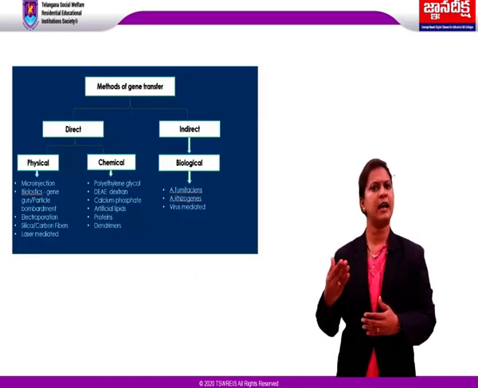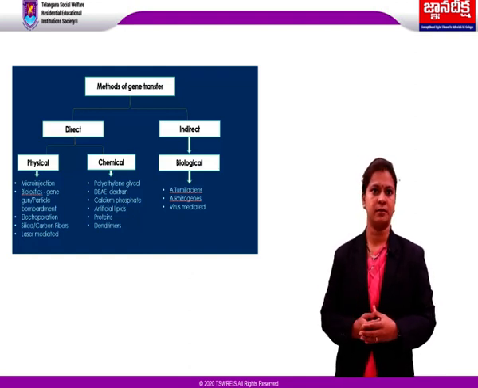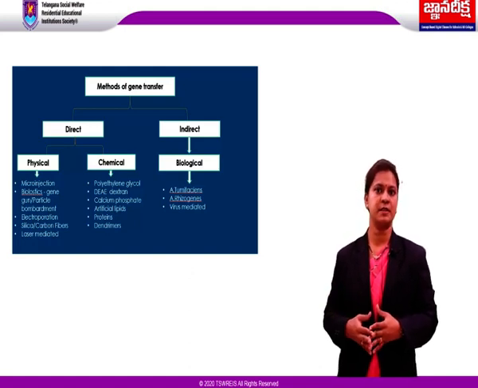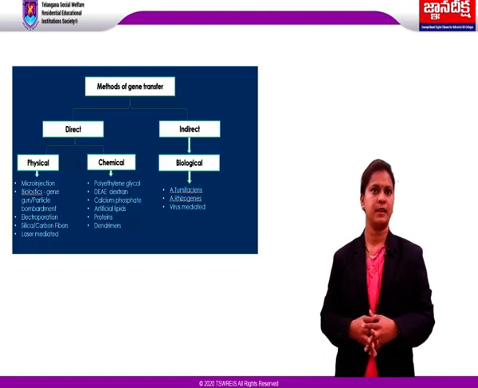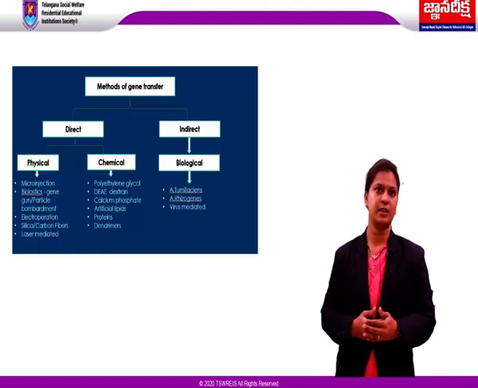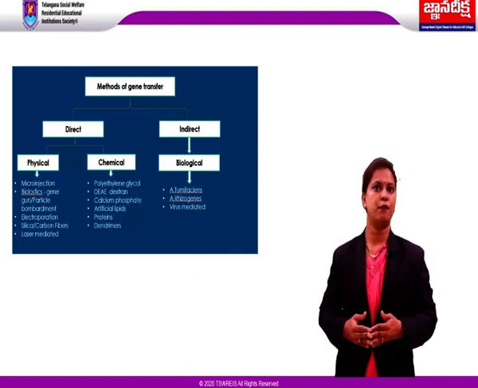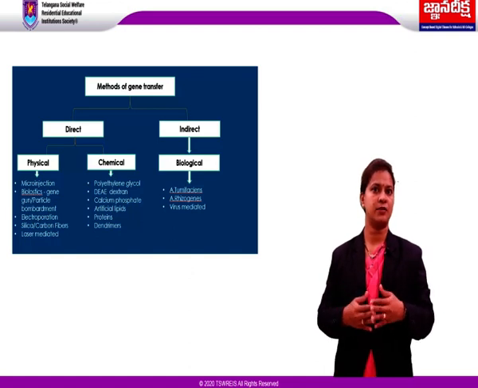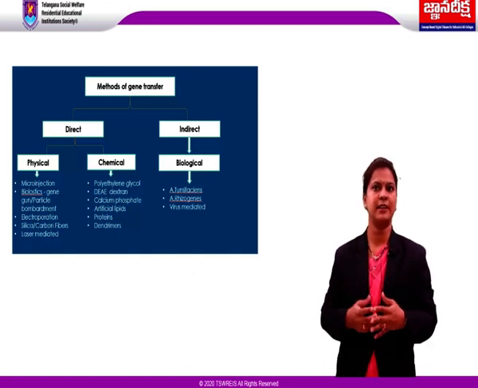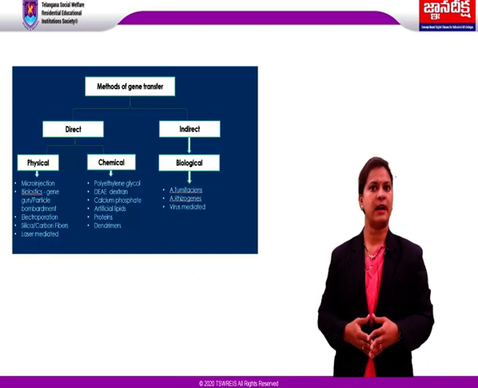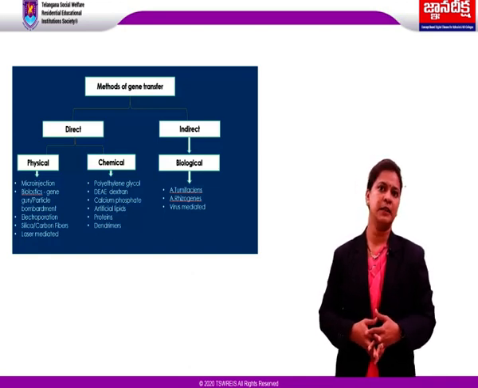Methods of gene transfer occur by either direct or indirect methods. The direct method is without a vector and it is done by means of physical methods or chemical methods. Physical methods such as microinjection, gene gun method or electroporation techniques. Chemical methods such as polyethylene glycol, calcium phosphate, proteins, dendrimers, etc. Indirect gene transfer occurs with the help of biological vectors such as Agrobacterium tumefaciens or Agrobacterium rhizogenes, or it can be virus mediated also.